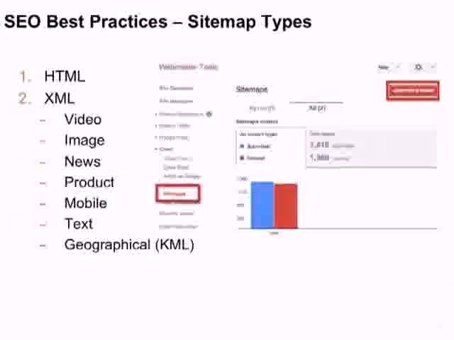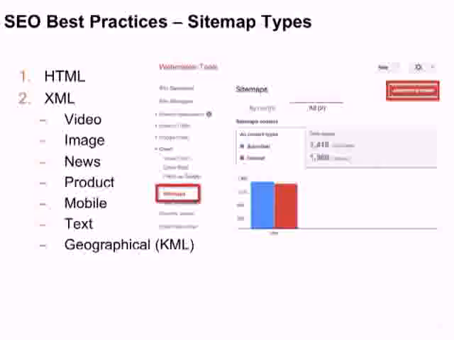There's actually several sitemap types. Of course, HTML being the one that's visual to your users, XML being the one that we submit to the search engines via Webmaster Tools. We can also submit video, image, news, different document types of XML sitemaps. So you can look for that within Webmaster Tools. It'll be on the left-hand side under Crawl, Sitemaps, and then on the right-hand side you'll see the Add Test Sitemap button.